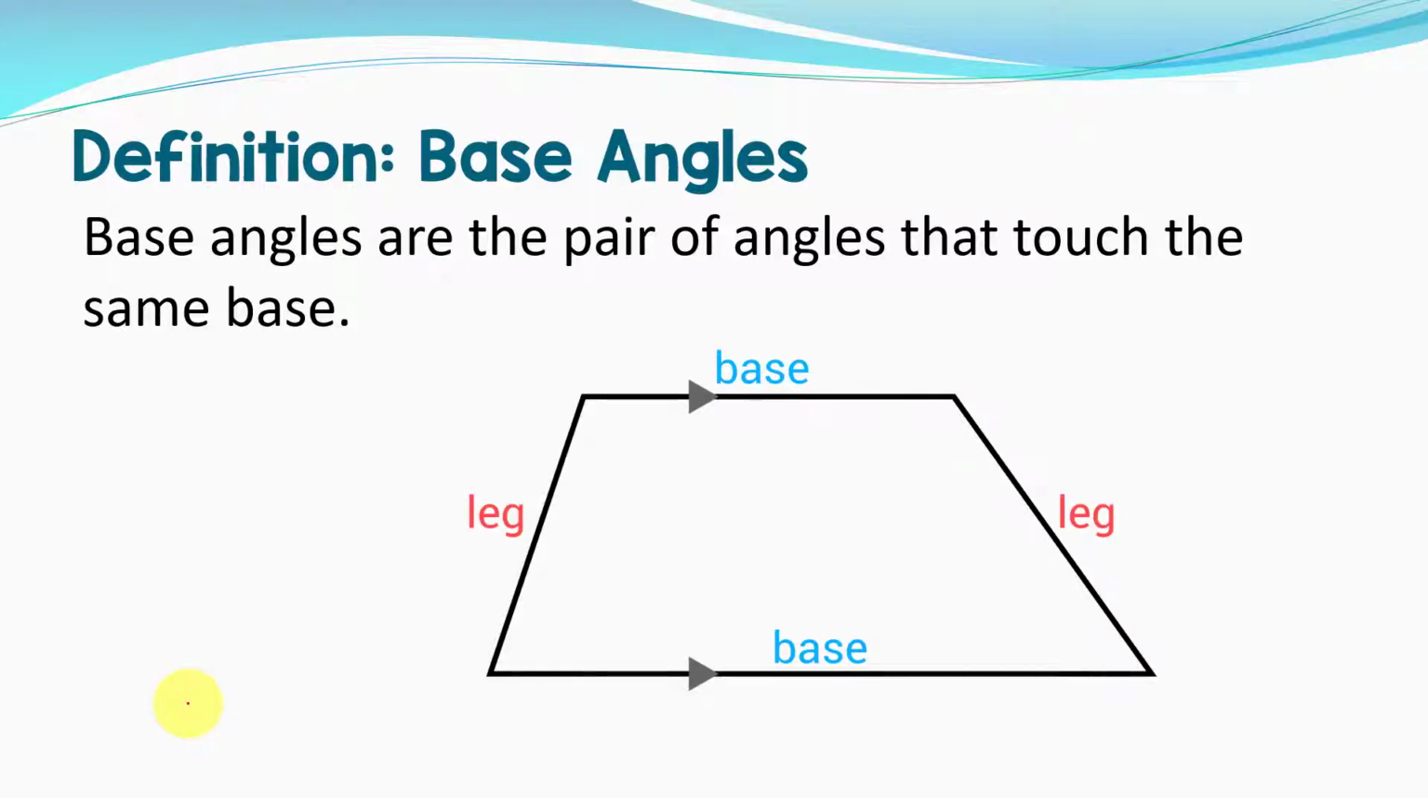All right, so what is a base angle? A base angle is one of the pair of angles that touch the same base. So these angles here would be base angles, and then these angles would be another pair of base angles. Okay, so let's see what that does.